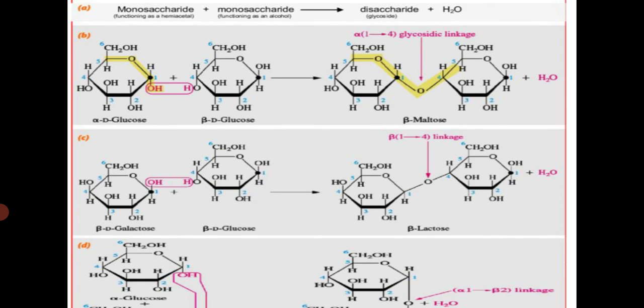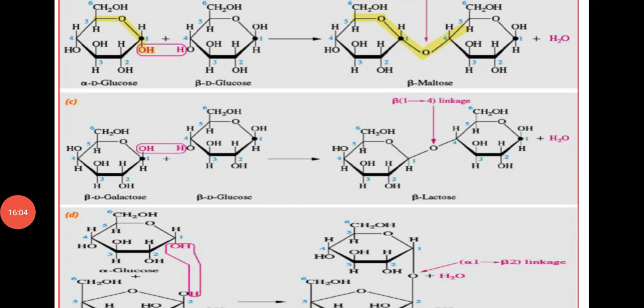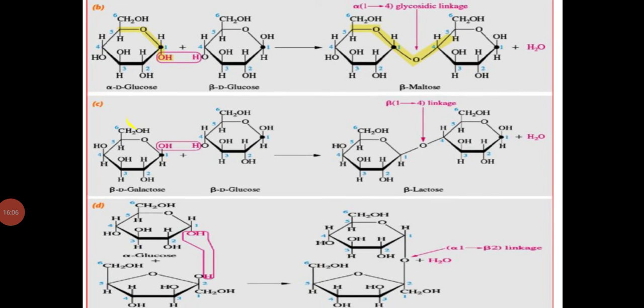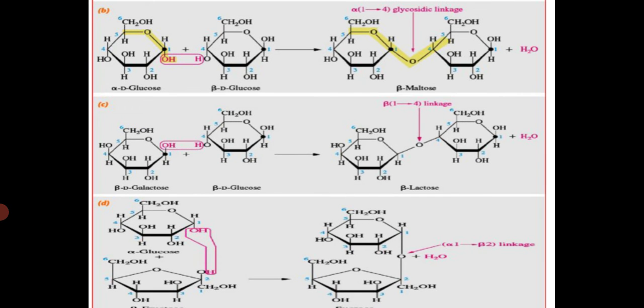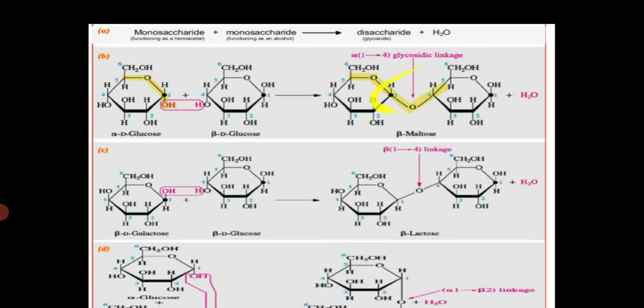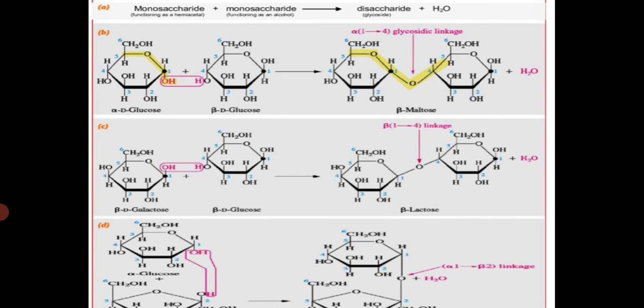When two monosaccharides bind with each other, they form a disaccharide. Here are some examples of disaccharides. Beta maltose is a disaccharide made up of two monosaccharides, that is alpha D glucose and beta D glucose.